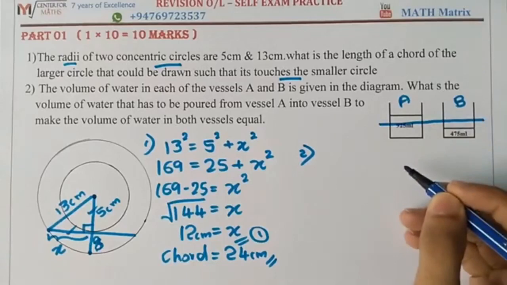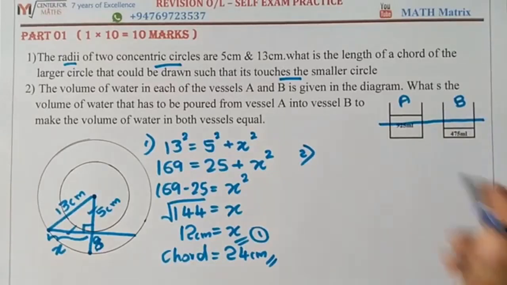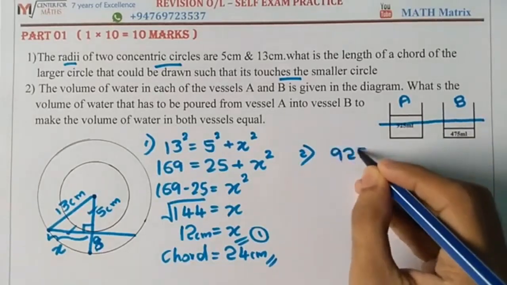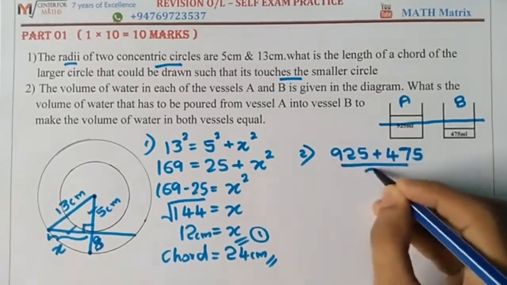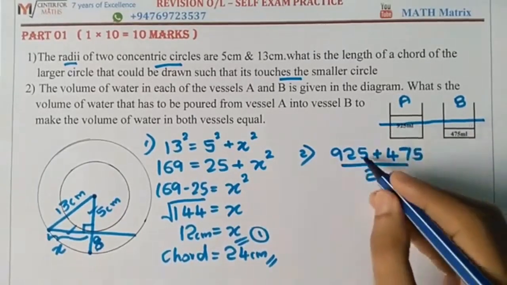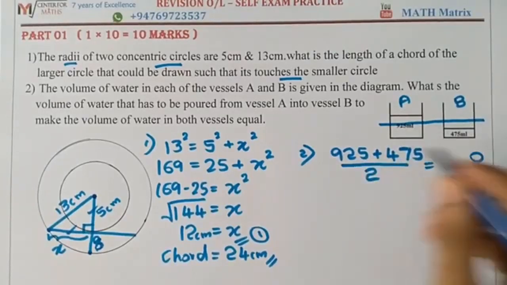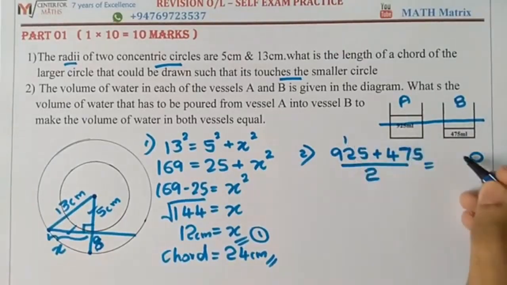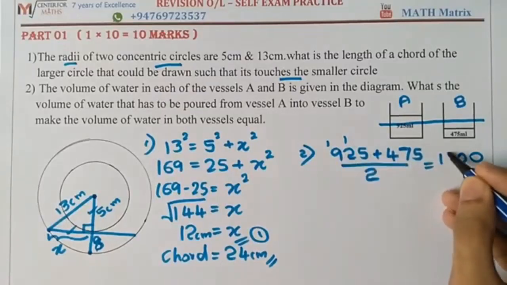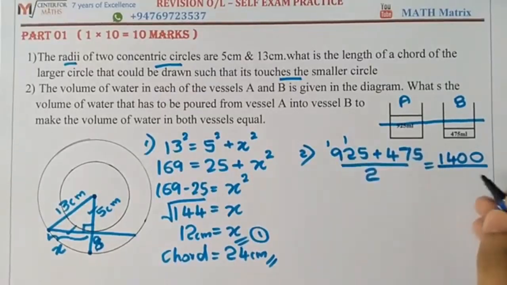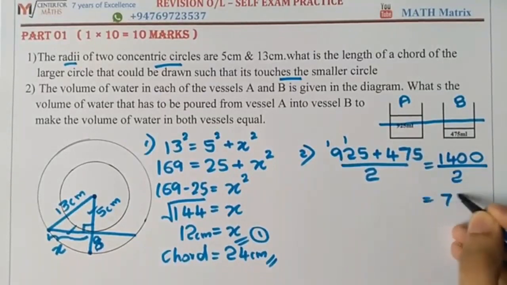For that, what we have to do? We just have to find the mid value of 925 and 475. So we'll add them both and divide by 2. Then we'll get the mid value. So 5 plus 5, it's 10. 1 is remaining. 1 plus 2, 3 plus 7 is 10 again. 1 remaining. 1 plus 1, 9, 10. 10 plus 4 is 14. And now we have to divide this by 2. Then there will be 700.